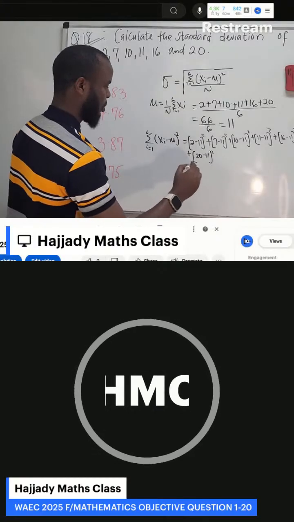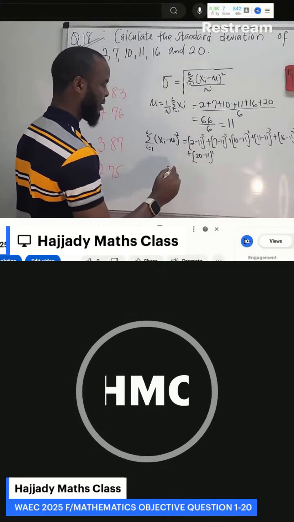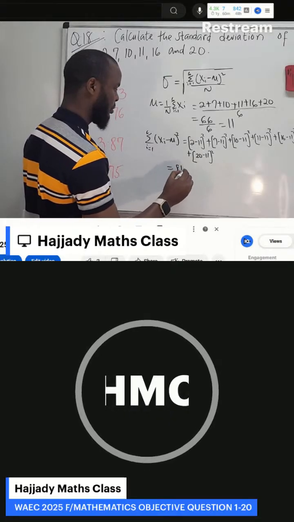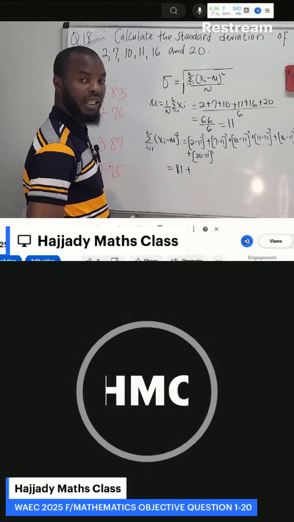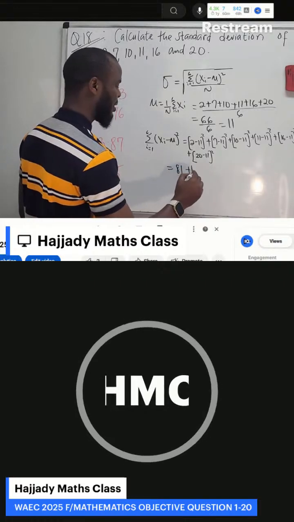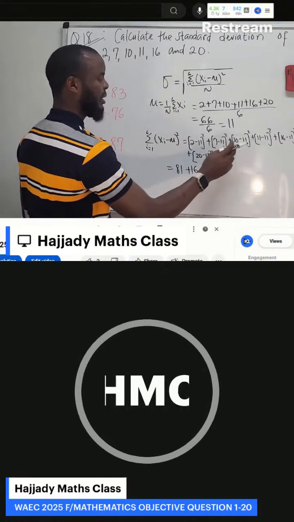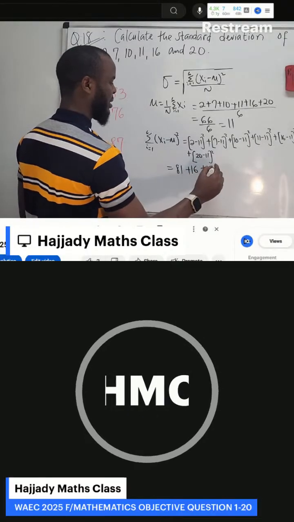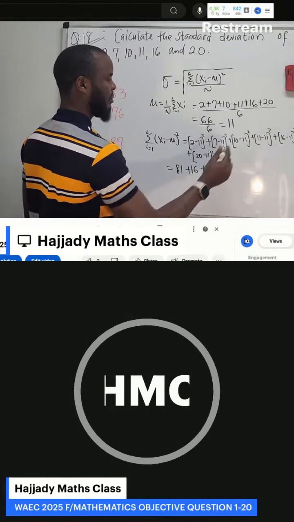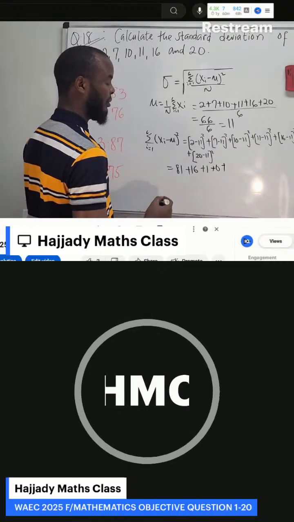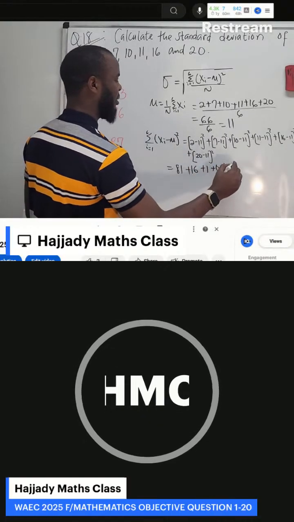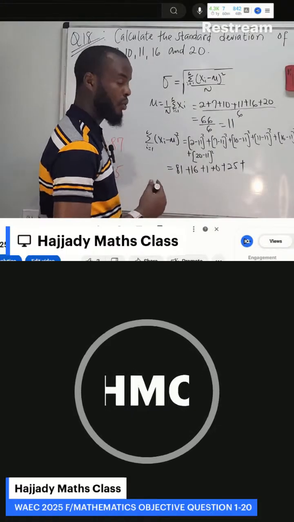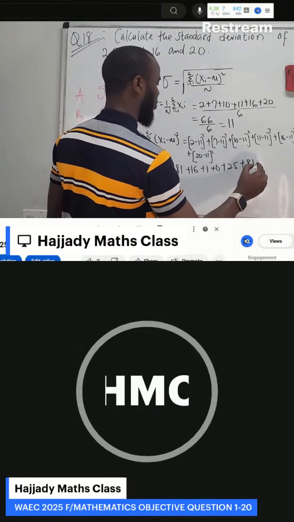Now, 2 minus 11 is going to be negative 9. If you square that, you have 81. 7 minus 11 is going to be negative 4. Squaring that, you have 16. 10 minus 11 is negative 1. If you square that, we have 1. This is going to be 0. 16 minus 11 is 5. Squaring that, we have 25. 20 minus 11 is going to be 9. If you square 9, it's going to be 81.